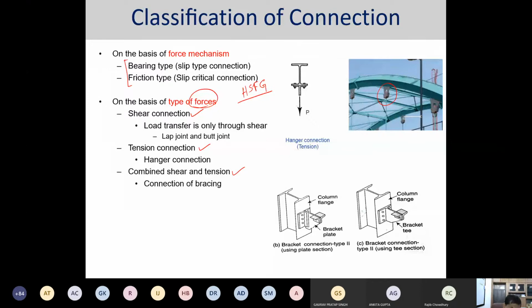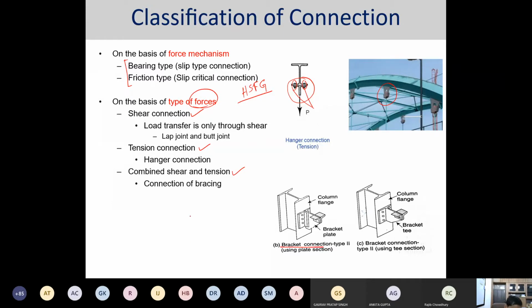The tension connection happens when there is a hanger kind of thing, because only one particular part, either the top or bottom flange of the I section, is connected to the tension connectors. The bolts specified over here are experiencing tension in nature. Another classification is the combination of shear and tension, which comes whenever we have a bracket connection.